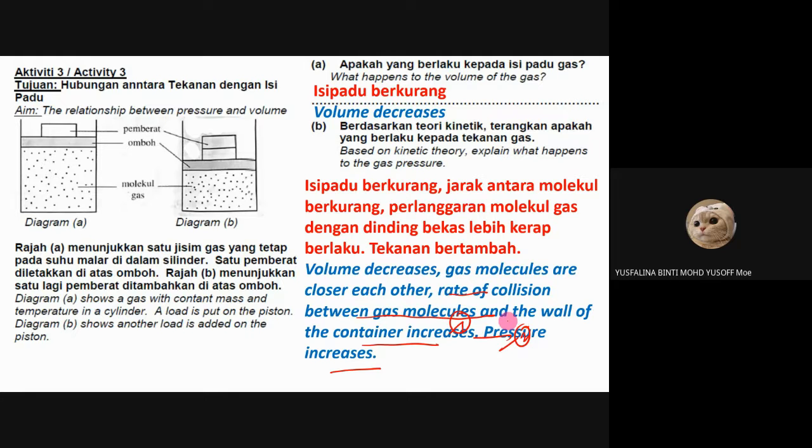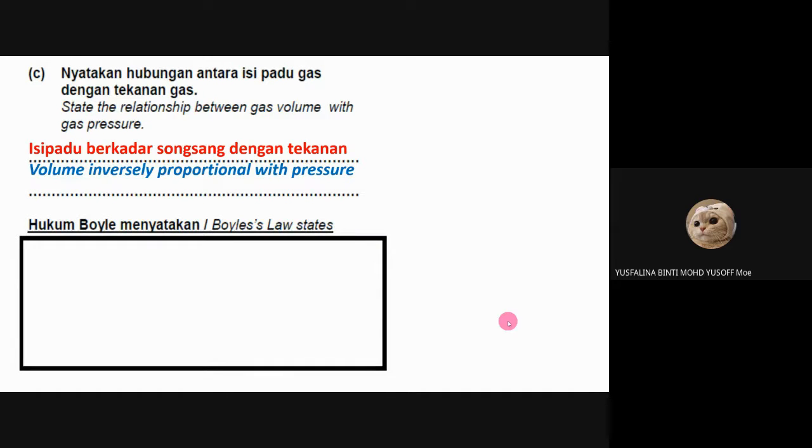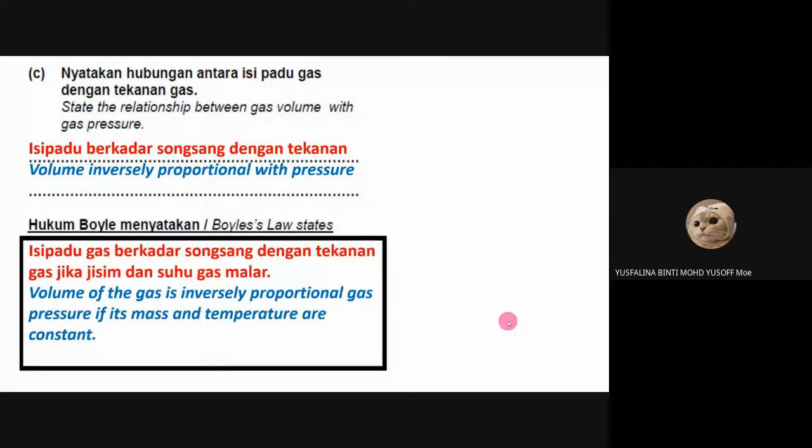Okay, very good. So what is the relationship that you can say here? What is the relationship between the gas volume and the gas pressure? Inversely proportional. Very good. So the volume is inversely proportional to the pressure. When the volume increases, the pressure decreases. When the volume decreases, the pressure increases. So this is inversely proportional.